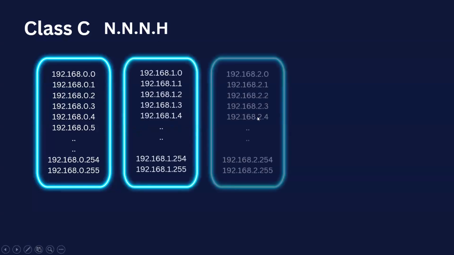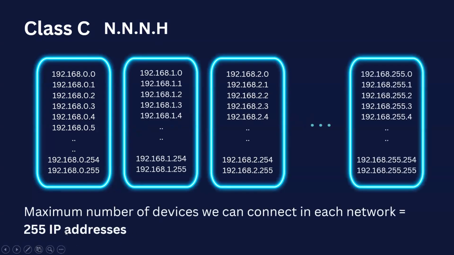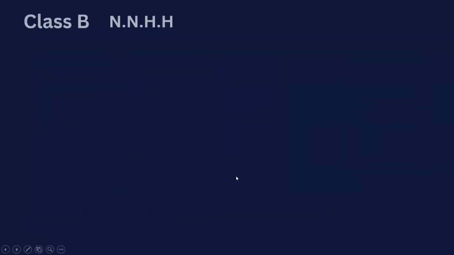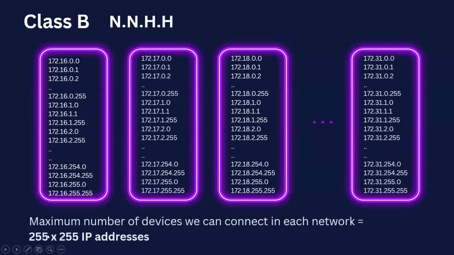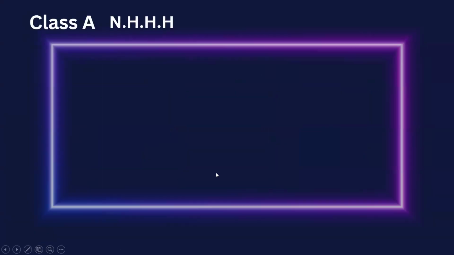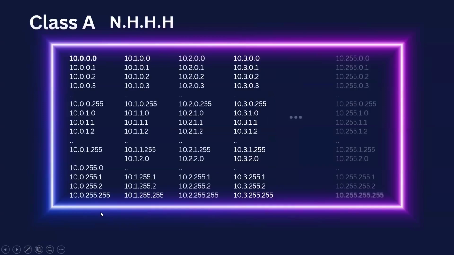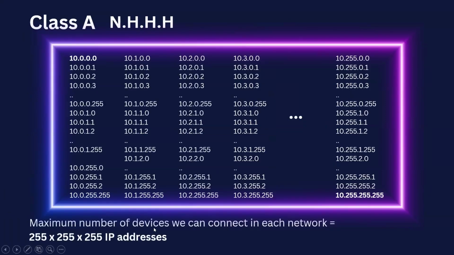So in class C, as mentioned, in each network, we can connect 255 devices, not more than that. In class B, 255 into 255 devices. And in class A, 255 into 255 into 255, the largest of all.